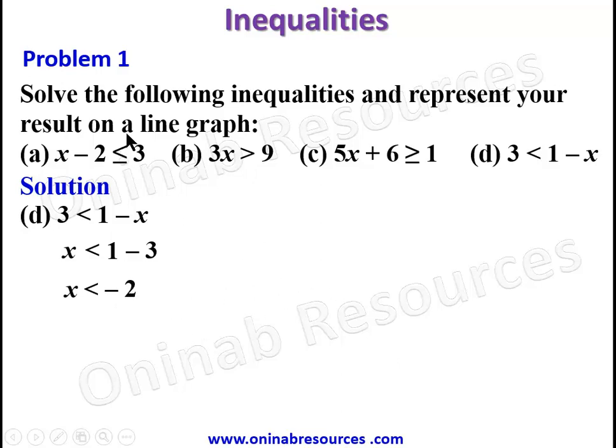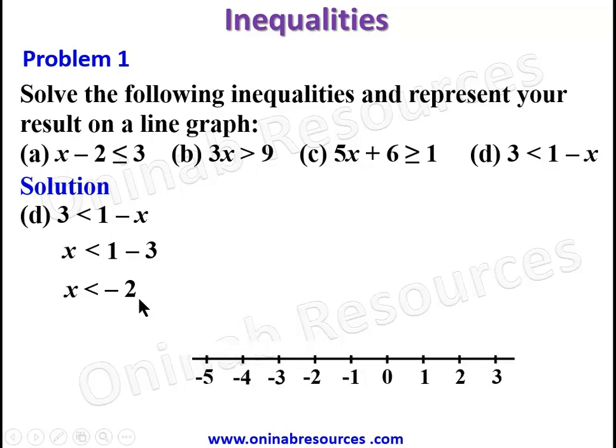Then we go ahead to draw the line graph. To draw the line graph, we are starting from negative 2. Draw a small circle on the negative 2. Then our arrow will be pointing to the left. So we have our arrow pointing to the left side of negative 2, which gives the line graph of the solution of problem 1D. That is the end of problem 1.